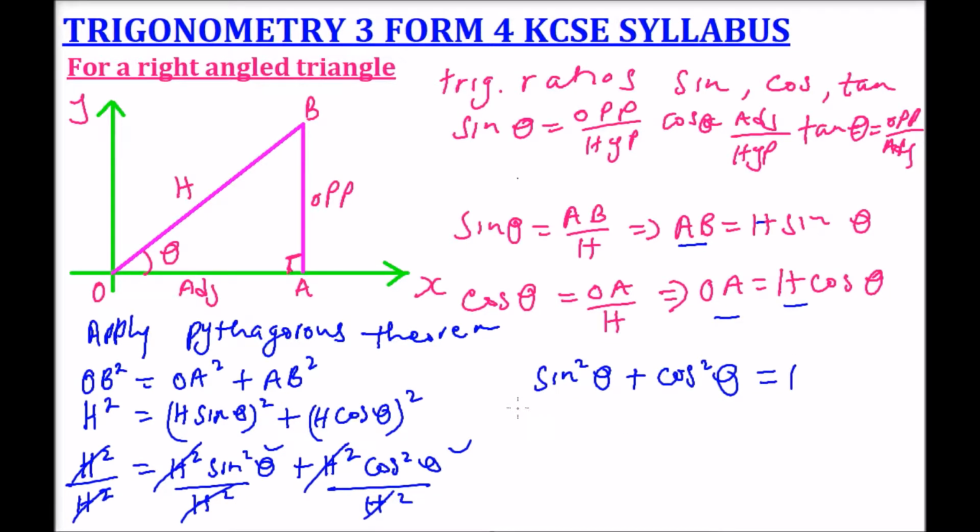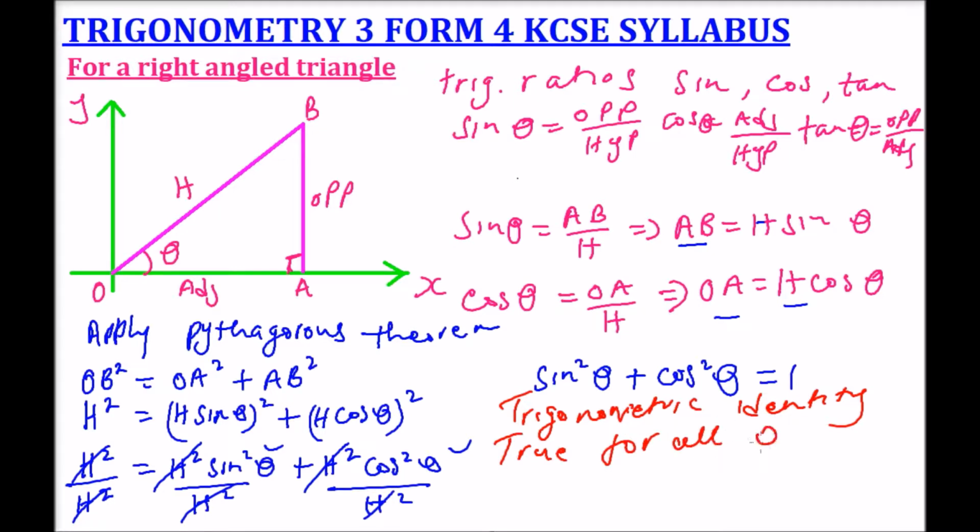So this is called a trigonometric identity, and it is true for all theta. We also know that tan theta, we had covered that area, is the same as sine theta divided by cos theta.